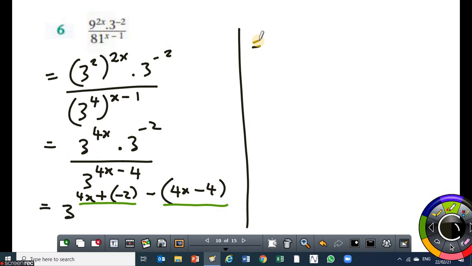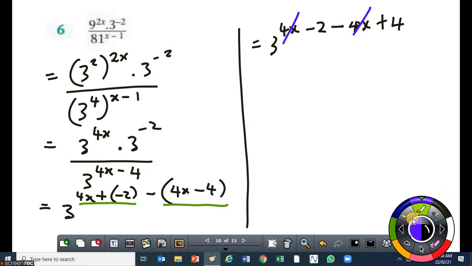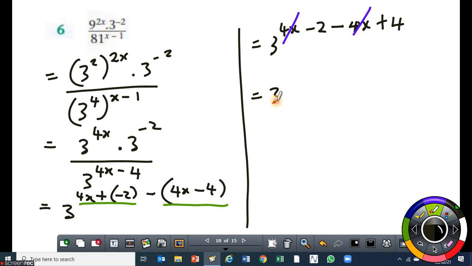Now I can simplify this and write it as 3 to the power of 4x minus 2 minus, now this minus here, it's like there's a 1 there. So it becomes minus 1 times 4x. So you end up having minus 4x, then minus 1 times minus 4 gives you a positive 4. Then, if you look at the exponents, this is 4x, it cancels with that minus 4x. Okay? You cancel out. So your final answer will be 3 to the power of minus 2 plus 4, which will give you 3 squared, and the final answer will be 9. Yes?